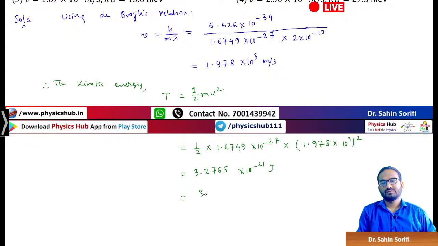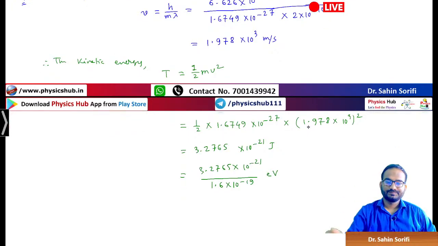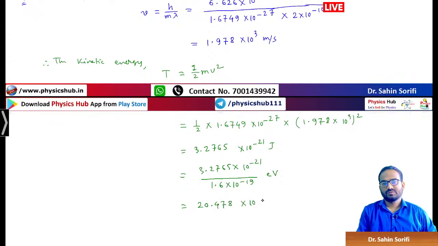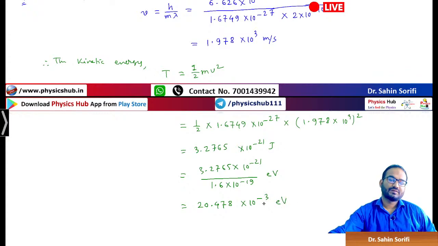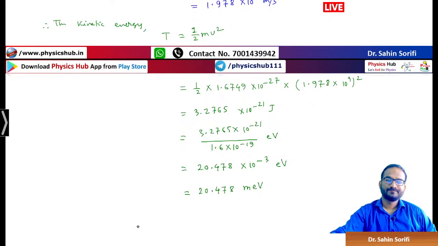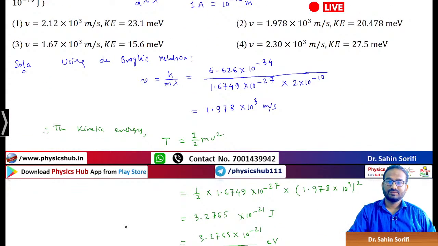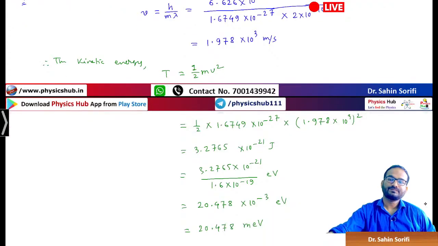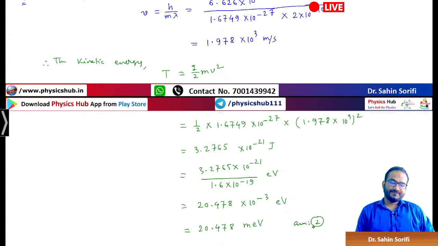Now if you want to calculate it in electron volt, we have to divide by the charge of an electron, 1.6 times 10 to the power minus 19, and this joule will become electron volt. And if you calculate, you will get 20.478 times 10 to the power minus 3 electron volt. So 10 to the power minus 3 electron volt is milli electron volt. So 20.478 milli electron volt. So this is matching with option 2. Okay, is it fine?